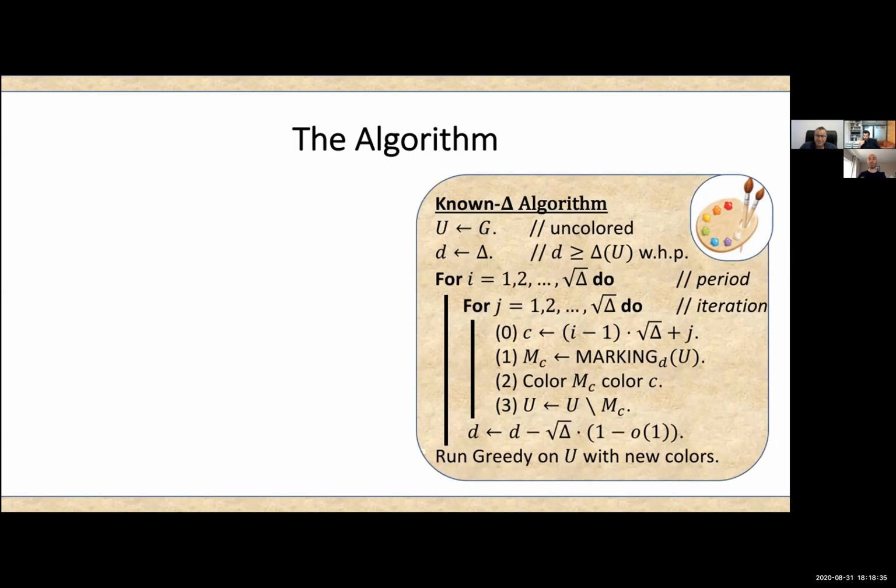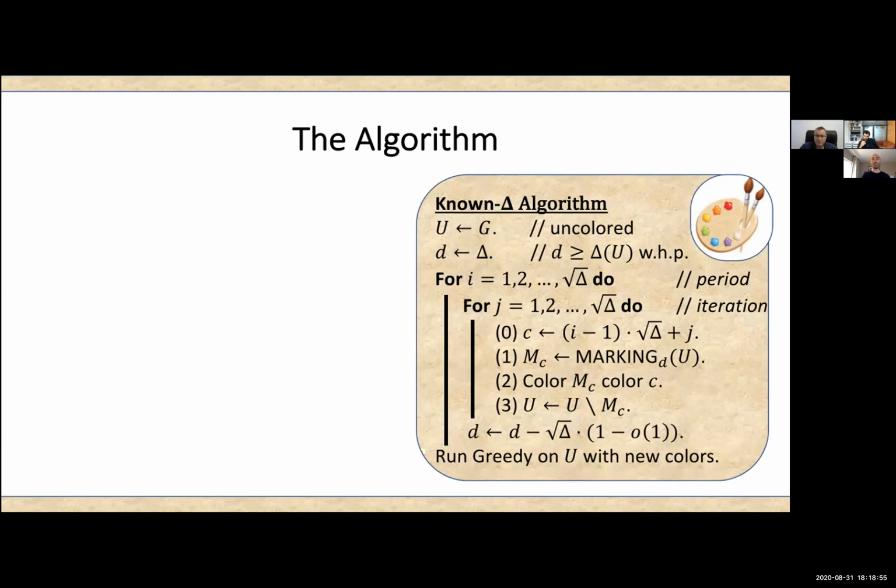Okay, so what I'd like to do is convince you, maybe let me go back again, what I'd like to convince you is that this step requires little order of delta colors. Clearly the delta iterations require delta distinct colors. So really I need to convince you that at the end of these periods, the uncolored graph has bounded maximum degree, little order of delta.